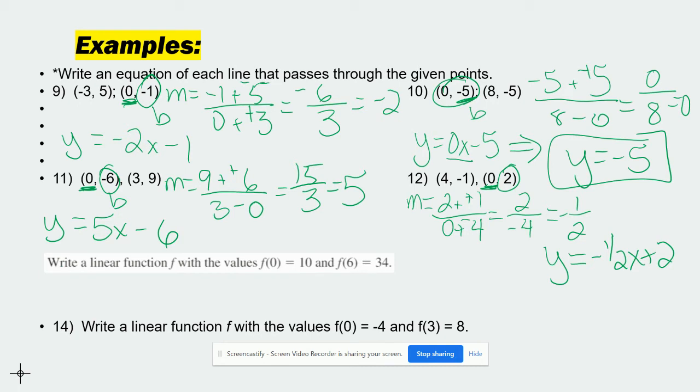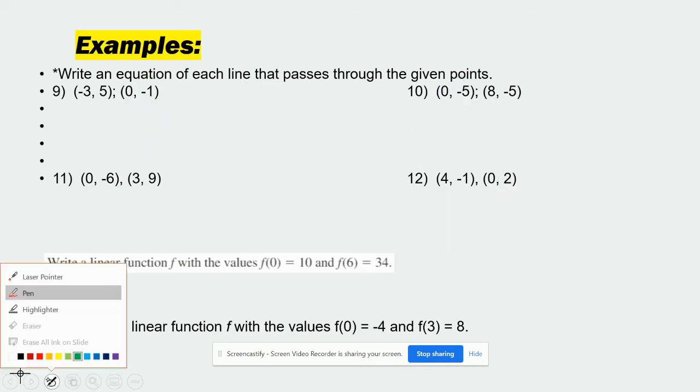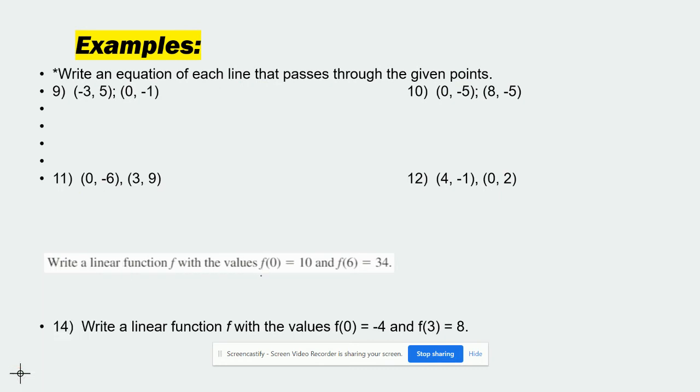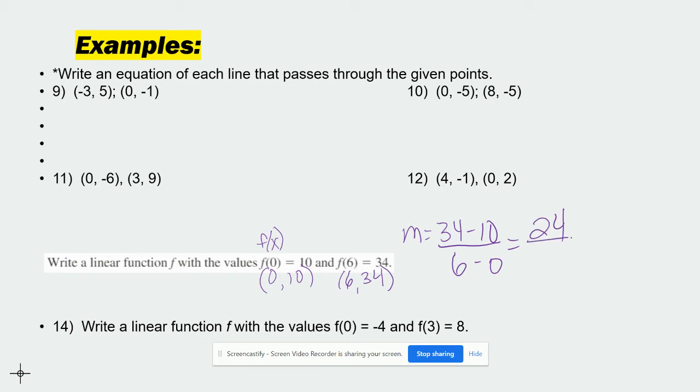Number 13 gives us the same information we were just looking at, just in a different format. So f of 0 equals 10. Remember, that was f of x. And so this is saying I have an ordered pair at 0, 10, and an ordered pair at 6, 34. So for slope formula, 34 minus 10 over 6 minus 0, that's 24 over 6, which is 4. Here's our 0 in our ordered pair, meaning that our y-intercept is 10. So y is equal to 4x plus 10.